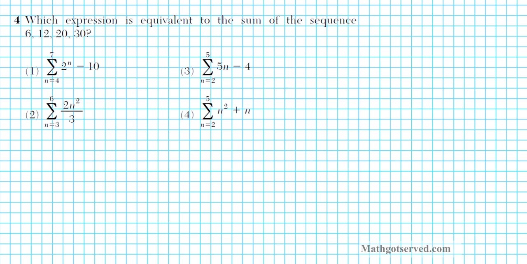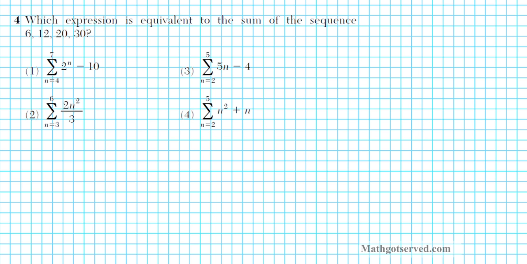Alright, let's take a look at problem number 4. It says which expression is equivalent to the sum of the sequence 6, 12, 20, and 30. Alright, so we have 4 options here. The safest and most effective way to determine the right answer is to make a table of values and generate outputs. Whichever option generates these exact 4 outputs, that is your correct answer.